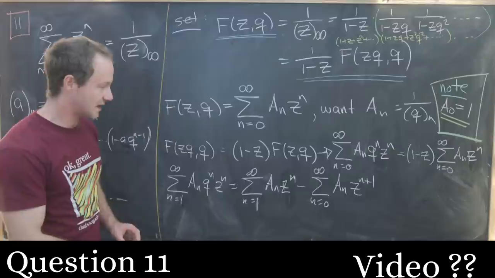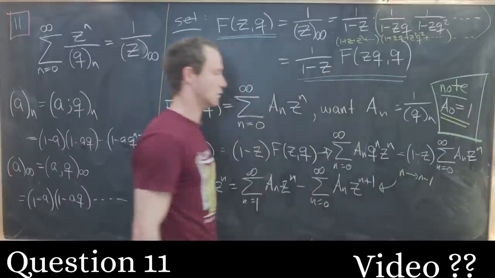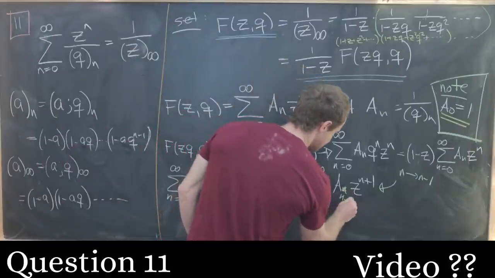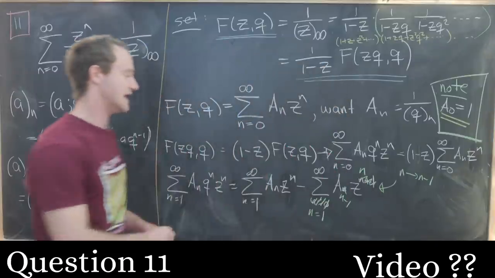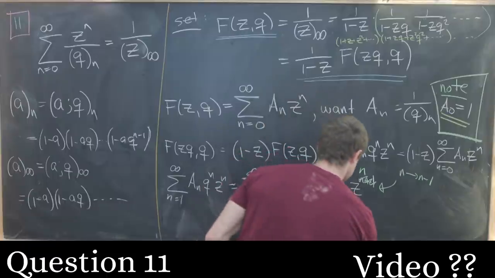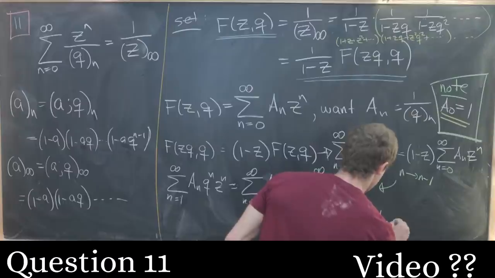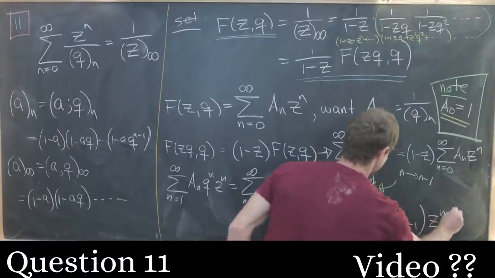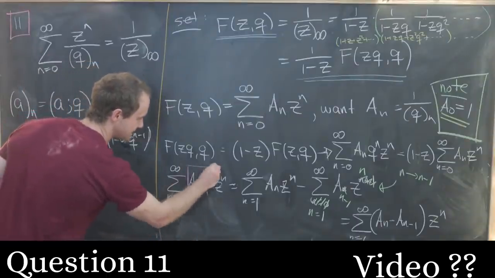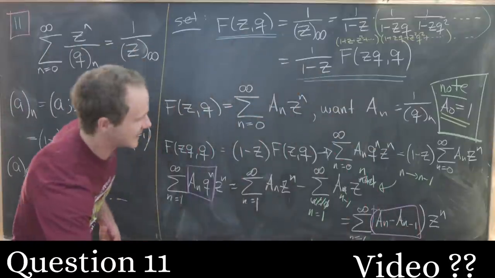Okay. Now, next up, I can re-index this thing by replacing n with n minus 1. That means we're going to change the starting point to n equals 1. That'll change this index to n minus 1, and that'll change this index to n. So we've got something like that. But now we can push these together back on the right-hand side, and that'll give us this sum as n goes from 1 to infinity of a_{n-1} z to the n, right? That's what we get when we push those together. But now we can equate coefficients of z on both sides of the equation. So we've got a_n q^n is the same thing as a_{n-1}.